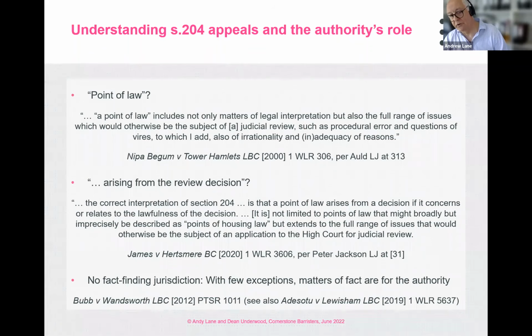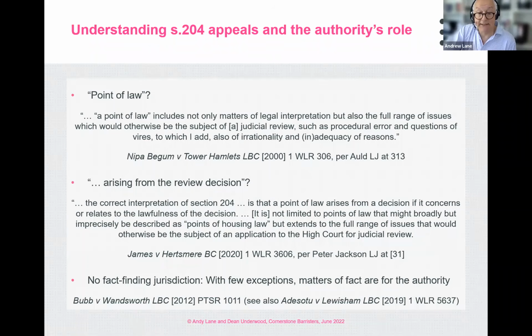But what about whether there has been legitimate contracting out to a third party of the review function, which is of course possible? Has it been done properly? And as you can see from James and Hartsmere, it made it clear there that that was a proper matter for the adjudication of the Section 204 appeal.